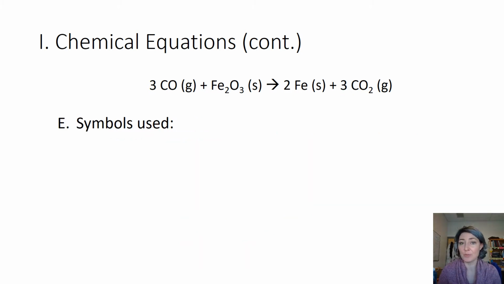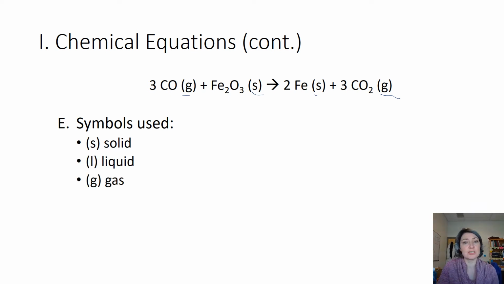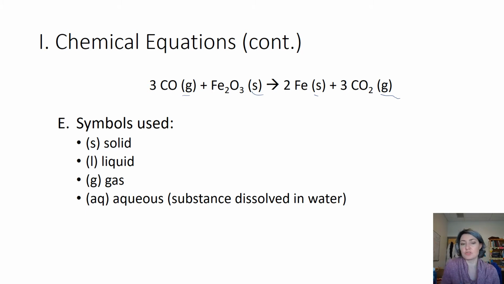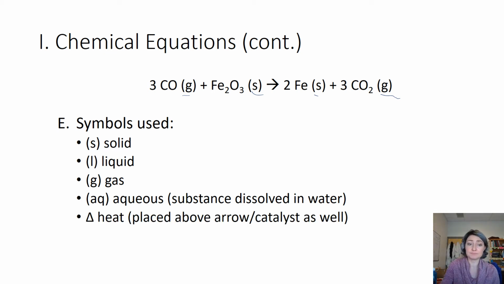One last idea before we jump into our actual balancing: there are a bunch of symbols that are going to be used in a chemical formula. After each of your compounds, you're going to see symbols that will tell us what state that compound or element is in. So if you see an S, it means it's in the solid state. L is for liquid, G is for gas. The one that's a little tricky is AQ, and that stands for aqueous. That means whatever substance I have has been dissolved in water.